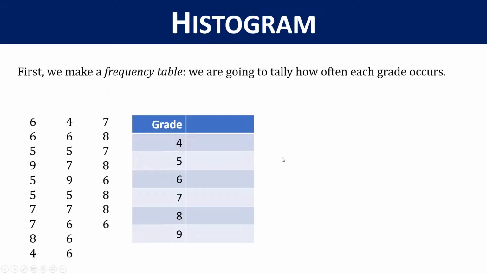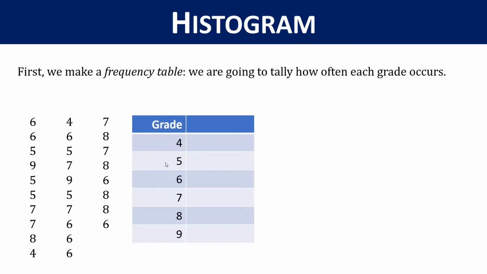We start by making a frequency table. That means we're going to list how often each grade occurs. And we see at a glance that there are no 1s, 2s, or 3s here and no 10s. But the other values do seem to occur at least once. So our values here are 4, 5, 6, 7, 8, and 9. And for each of these, we want to know the frequency, how often it occurs.